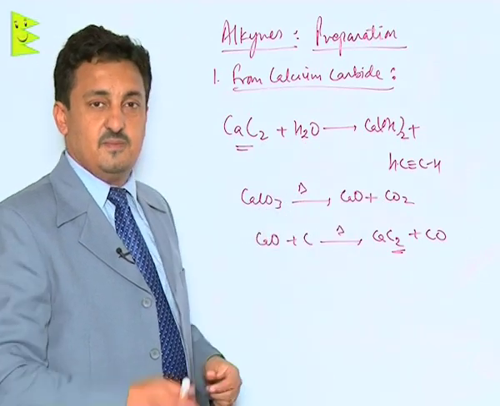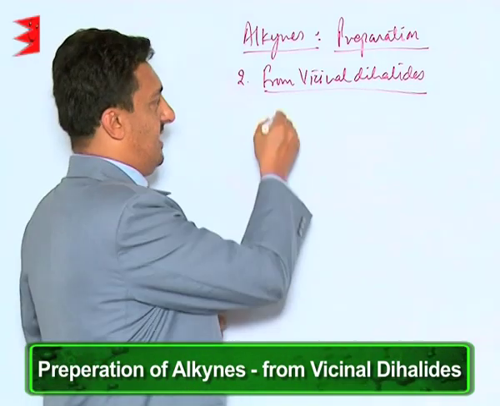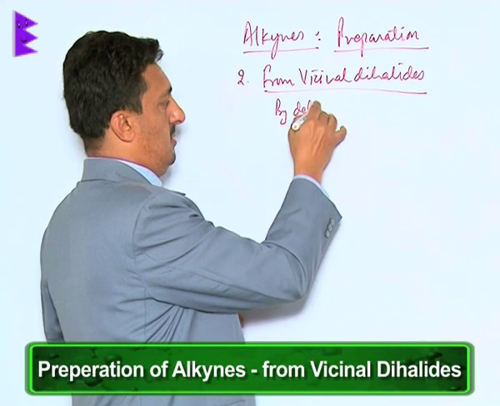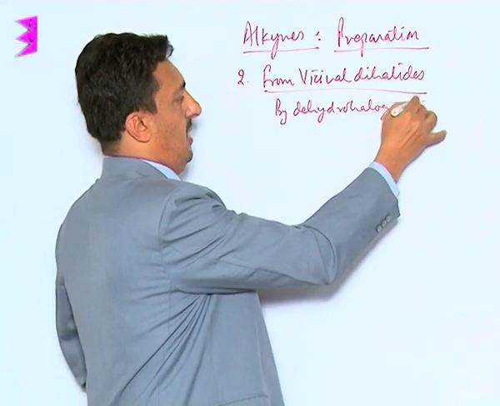The second method of preparing alkynes is from vicinal dihalides. This is again by dehydrohalogenation.